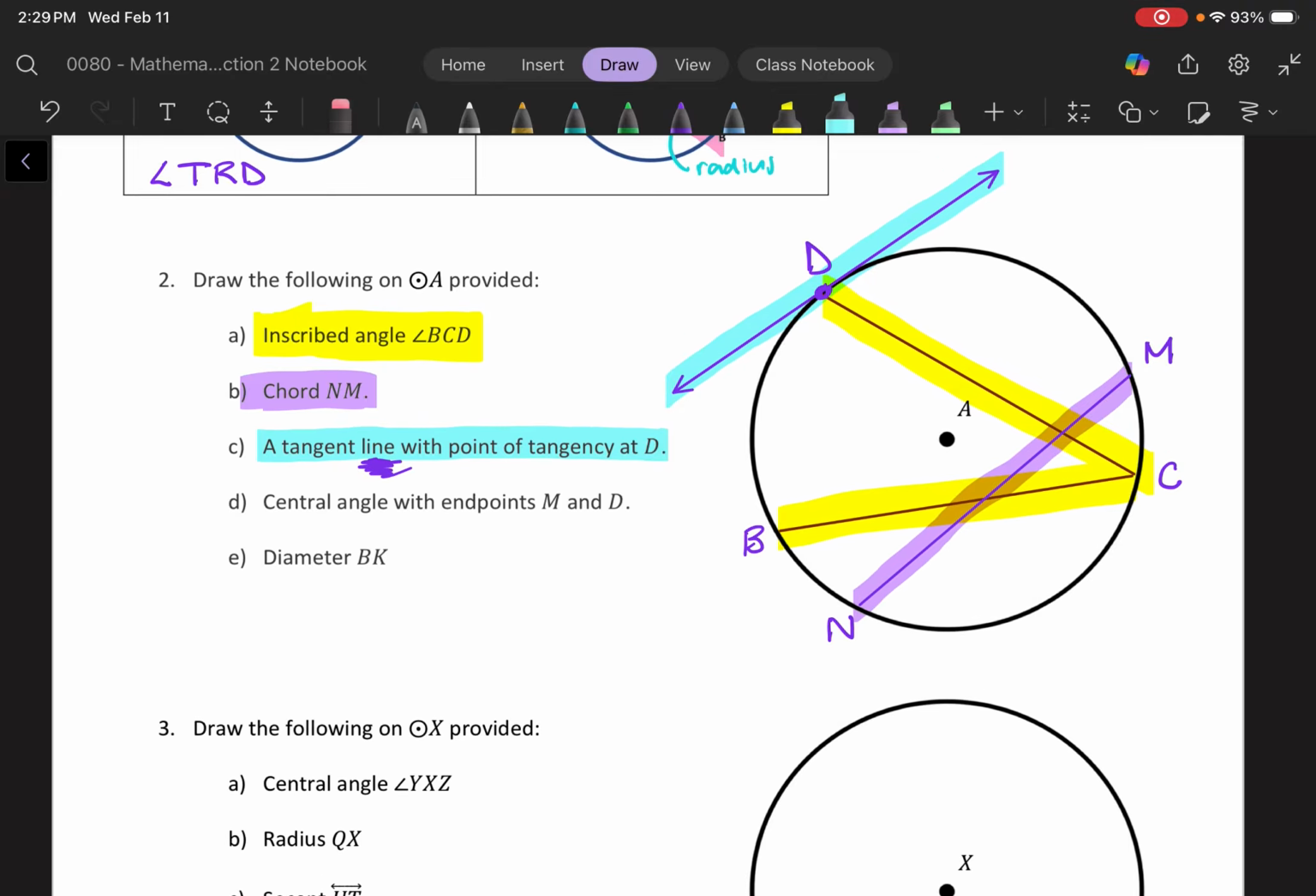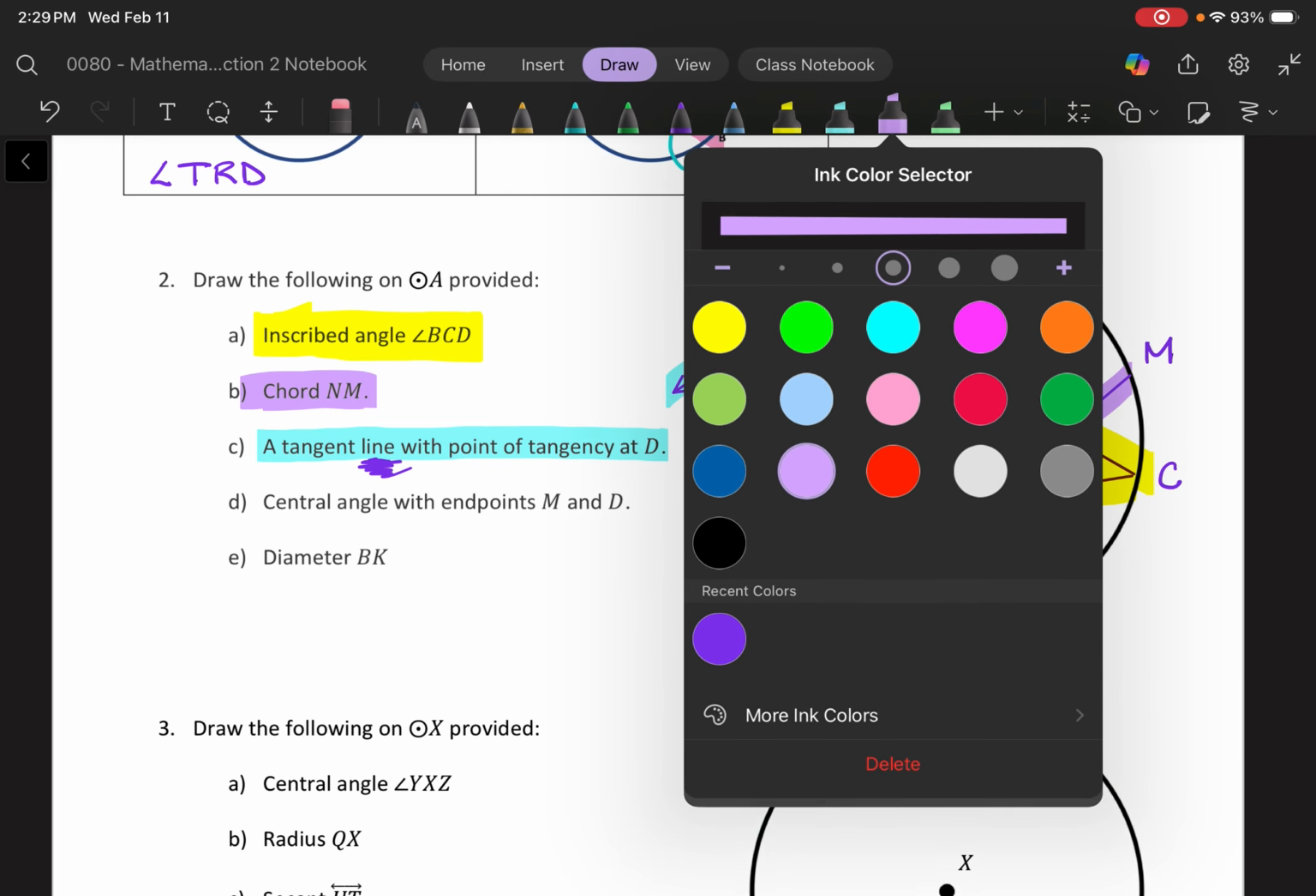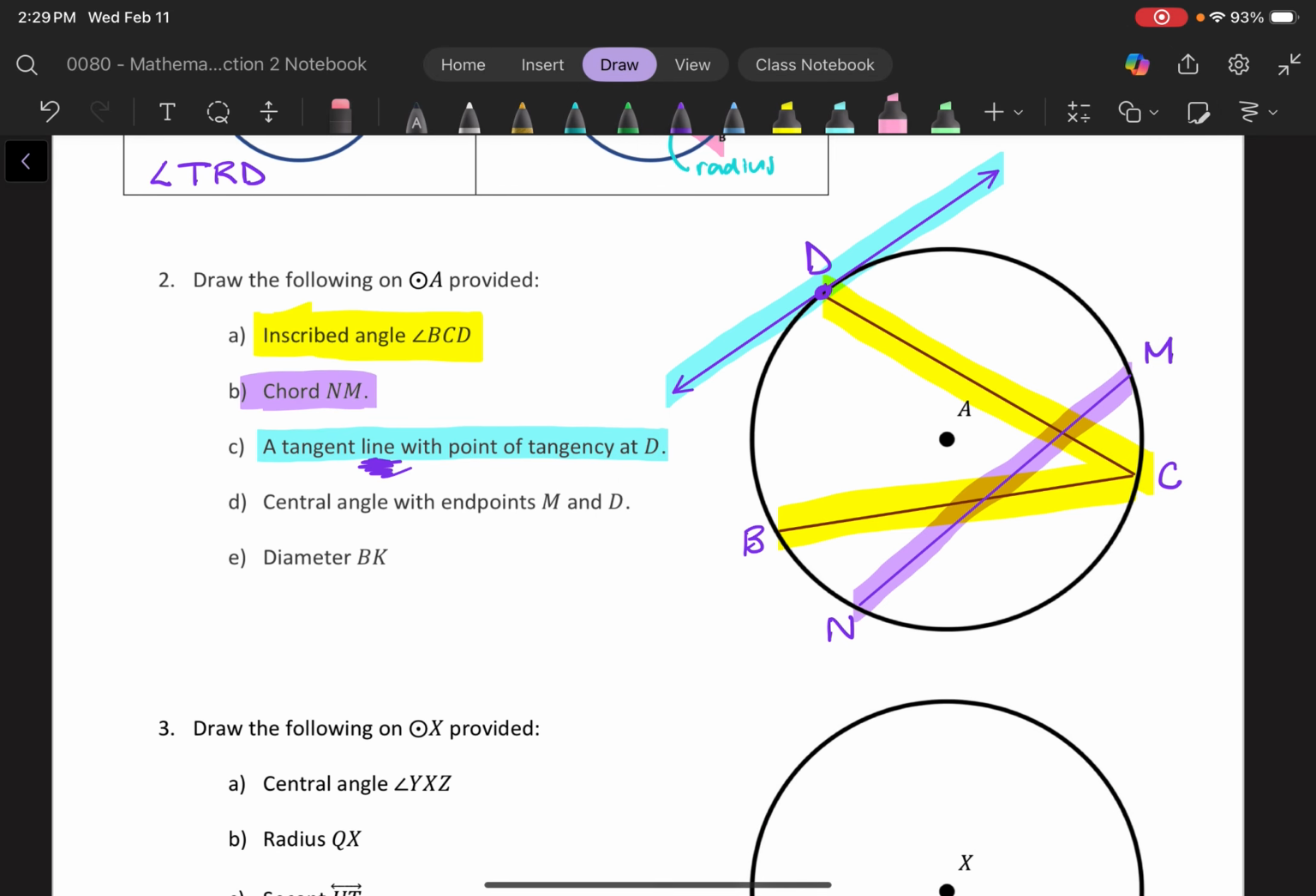Speaking of which, the next question asks me to make a central angle. And now I know a central angle is made up of two radii. So it connects the edge of the circle to the middle and the middle back to the edge of the circle. But it's saying that I want both D and M to be those two endpoints. So I need to draw a radius.